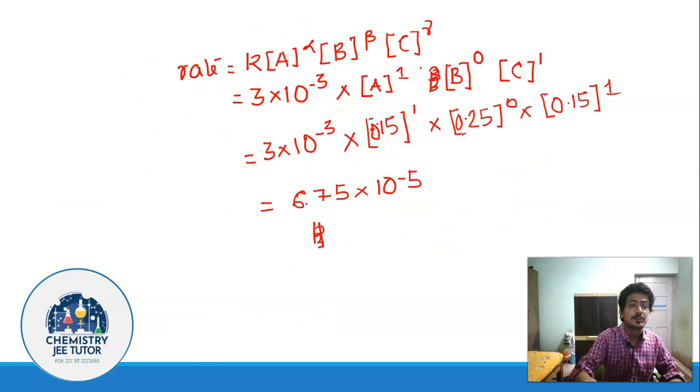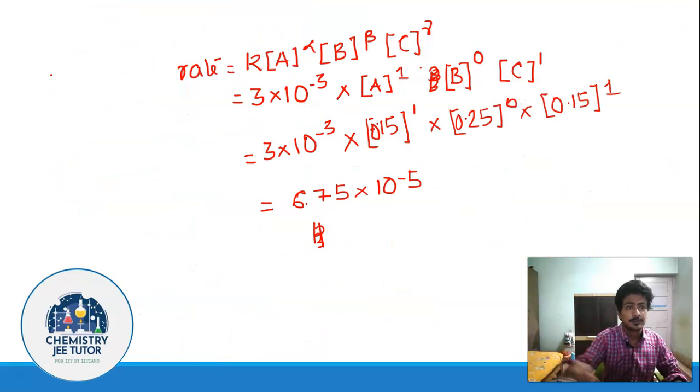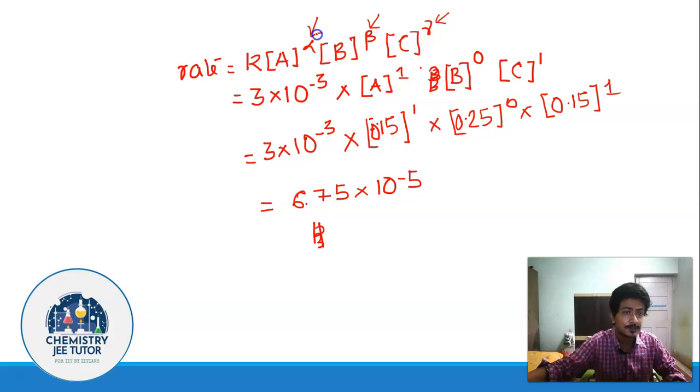We are again going to plug in the values. So in the very first step, what I told is this one. You plug in the values here. So the rate is given by k into A to the power alpha, B to the power beta, C to the power gamma. We have determined the values of alpha, beta and gamma, and now you plug it in: A to the power 1, B to the power 0 and C to the power 1, because you have plugged in the values of alpha, beta and gamma.